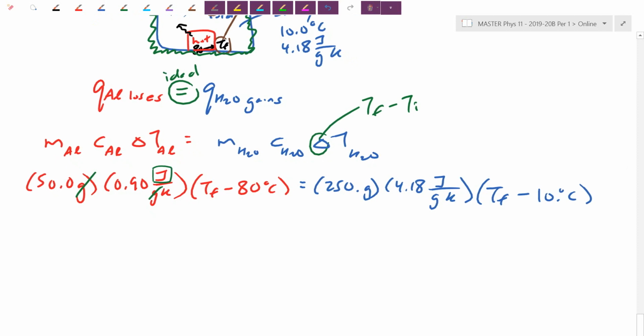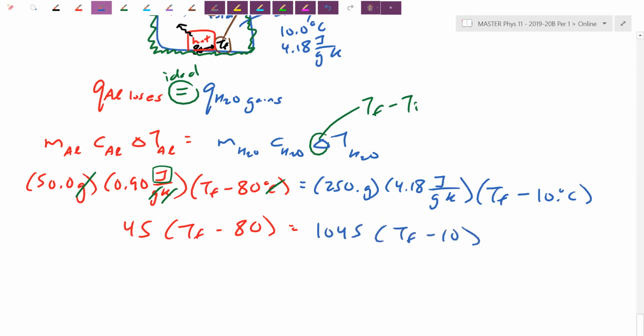Again, I'm purposely leaving a mistake. You can still copy along here. I'll show you when to stop copying. So 50 times 0.9 here gives me 45, our units have already canceled out here. So we have 45 times T final minus 80. This has to equal, I just did 250 times 4.18. This is equal to 1045. 1045, again we have T final minus 10.